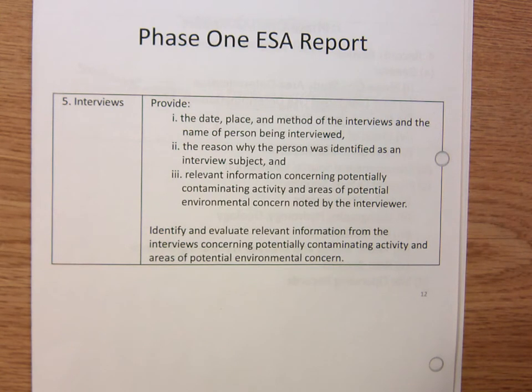If the person was a previous owner, the current owner, or a neighbor, or someone who was affected by the environmental conditions of the property, you also have to mention that relationship in your report. You also want to record any relevant information concerning potentially contaminating activity and areas of potential environmental concern that you get from the interviewee.